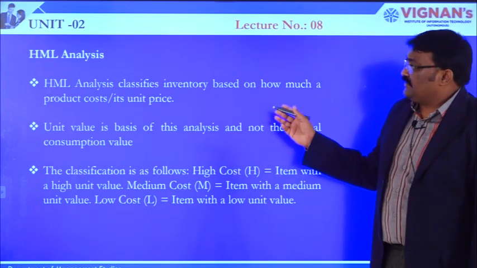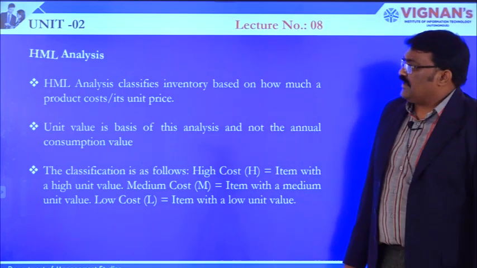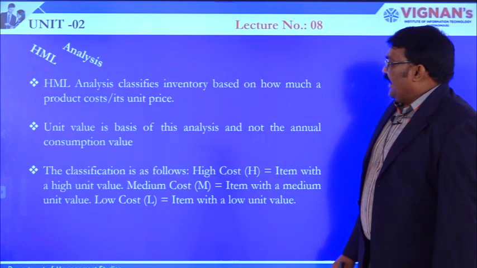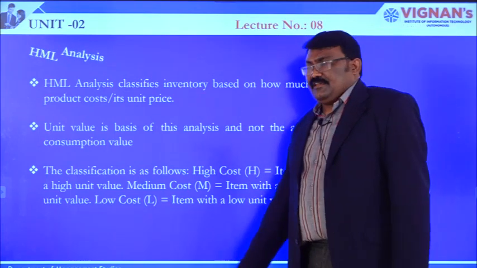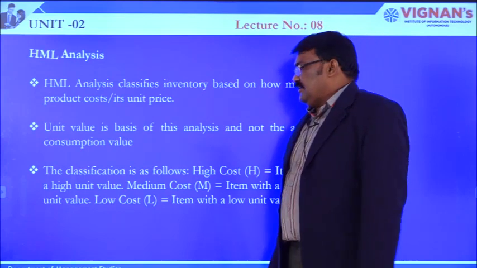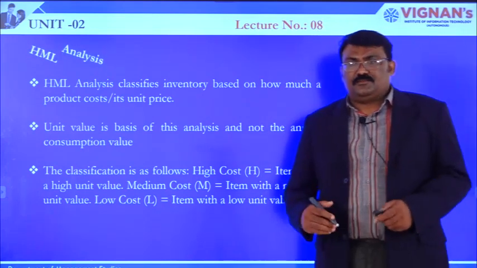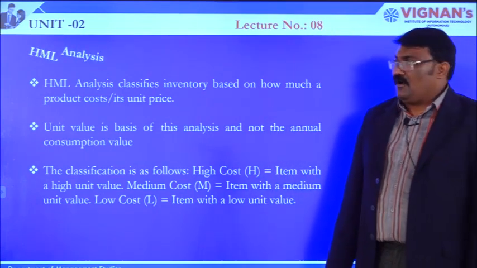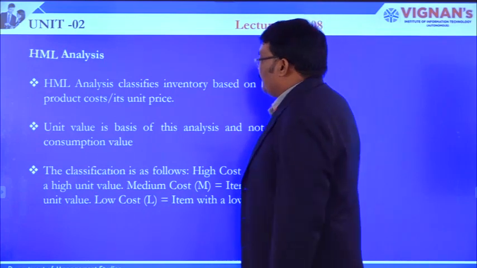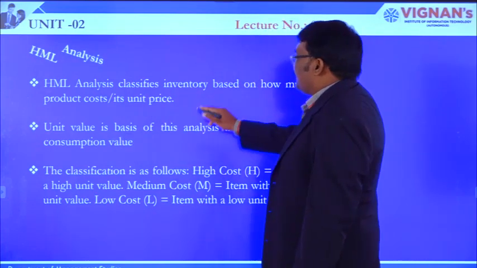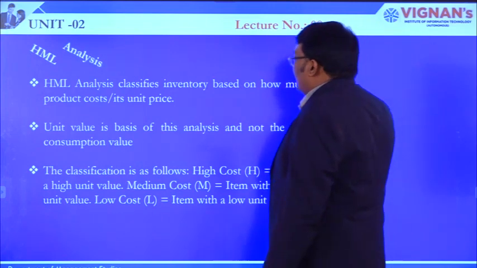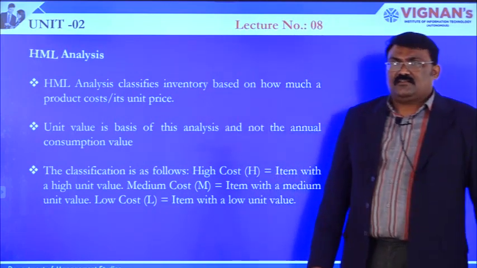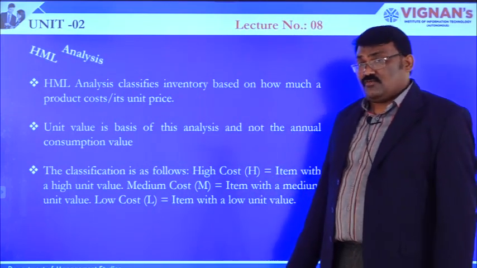Now, coming to the next type of analysis, which is HML analysis. H stands for high cost, M stands for medium, and L stands for low. That is based upon the cost factor. Now, what cost factor? HML analysis classifies inventory based on the product cost or its unit price, right? Its product cost.